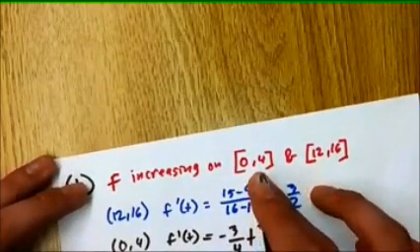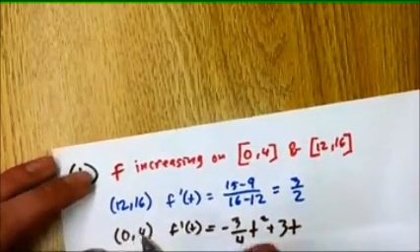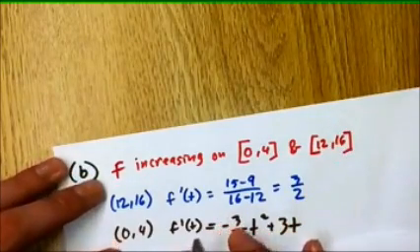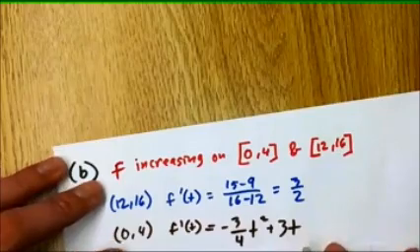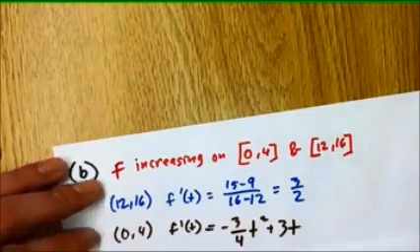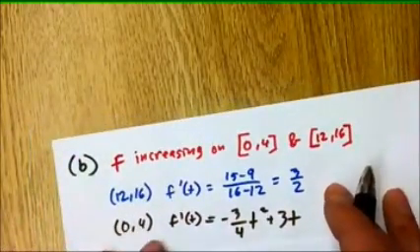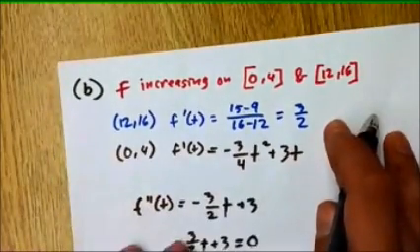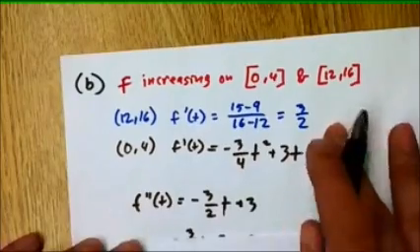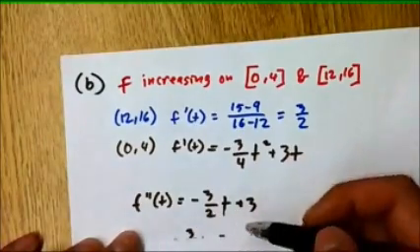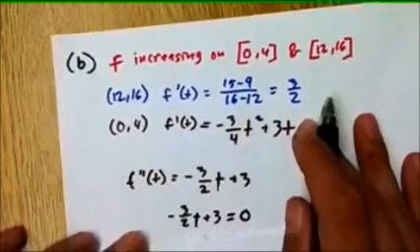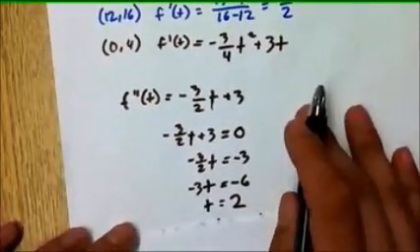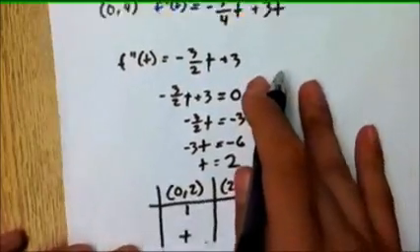However, from 0 to 4, there's no constant slope. So f prime of t equals negative 3/4 t squared plus 3t. But because we need an interval, we need to solve. So we need to find the f double prime of t, which is negative 3 over 2 t plus 3. And when we set that equal to 0, and we do the math, we're going to get t equals 2. So we do a chart.